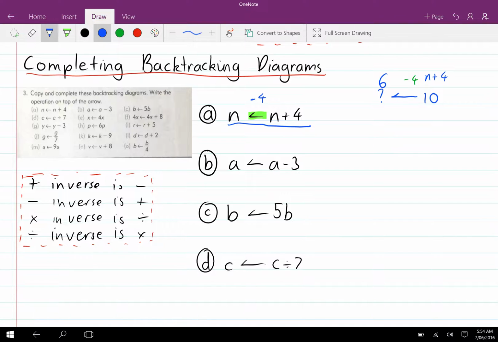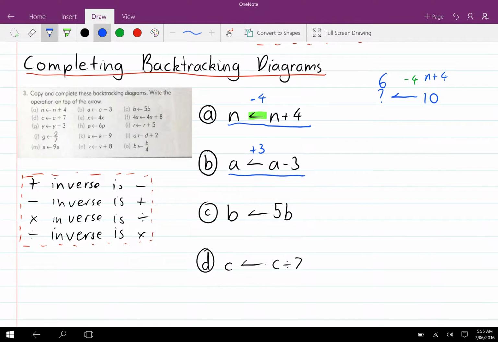For our next one, we've got a minus 3. So all we've got to do is think, how do we get rid of that minus 3? What's the inverse to minus 3 to put it back to make it a? Well, if I want to do the opposite to minus 3, I just write plus 3.